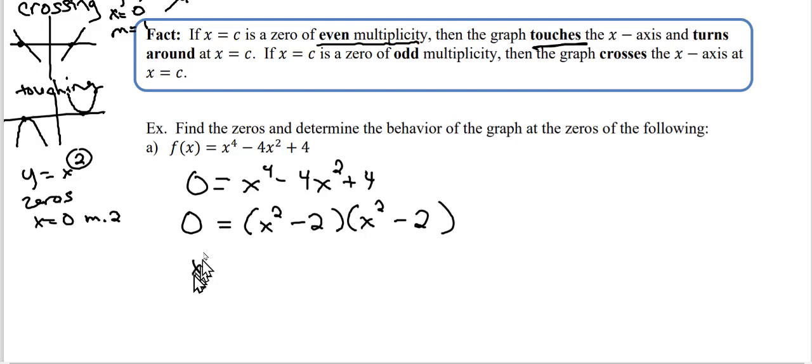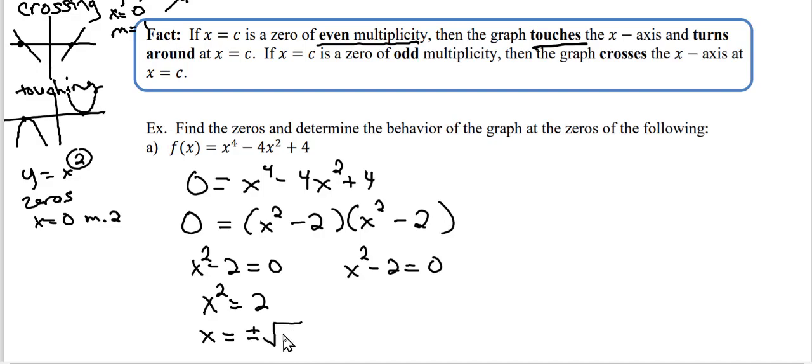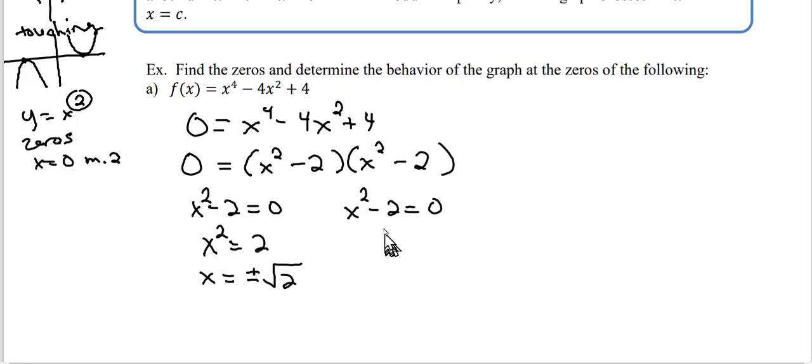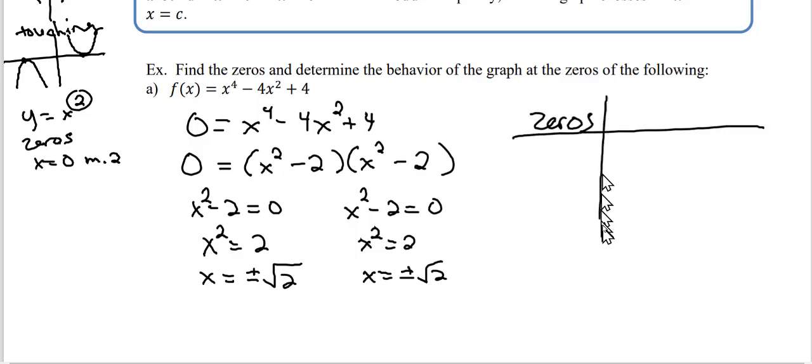Okay. Set those factors equal to 0. The easiest way to solve this is to use our square root property. Square root both sides, and you get x equals plus or minus the square root of 2. But I get the same thing here. So x equals plus or minus root 2 is the same there. Because I get that twice, let's do this: zeros, multiplicity, and then behavior. Let's just organize it into a table here.